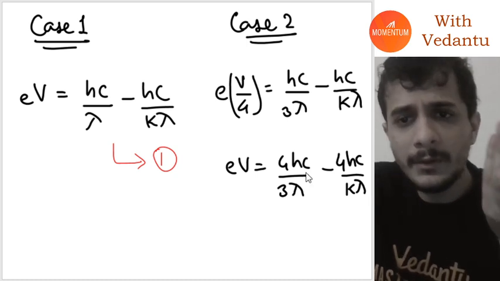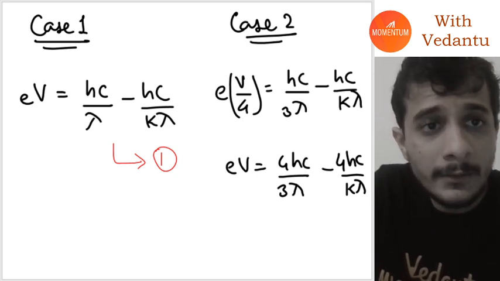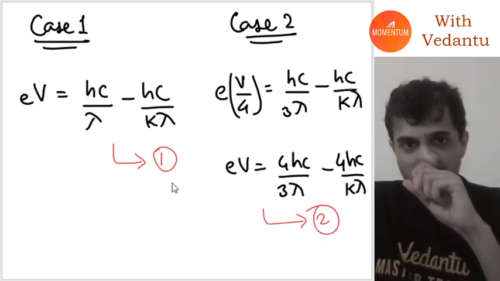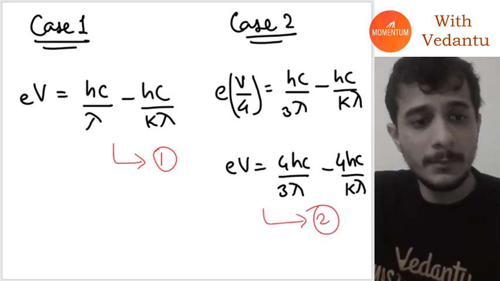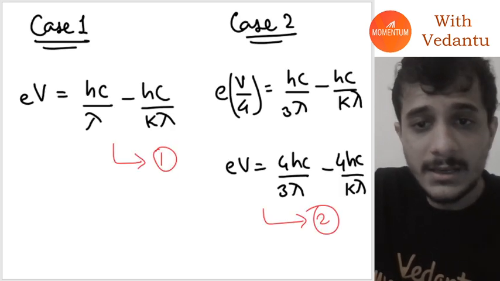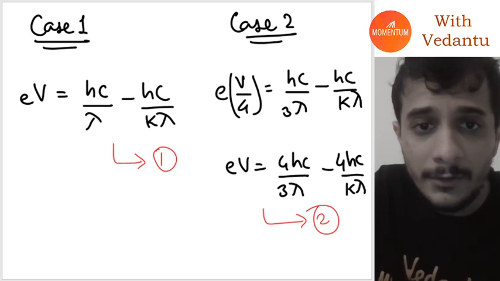Okay, very simple. I hope everybody understood. Now let's say this is equation 2 here. If you compare equation 1 and equation 2, both of them have the same LHS, so we can equate the RHS of both of them.